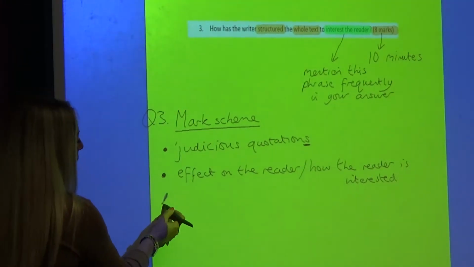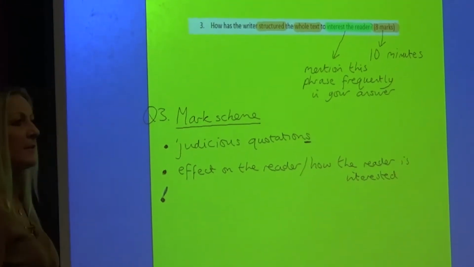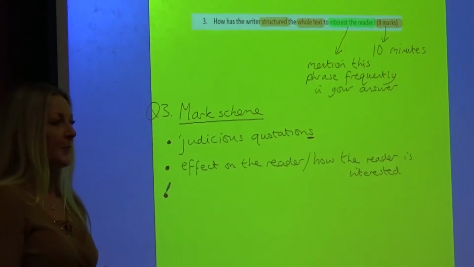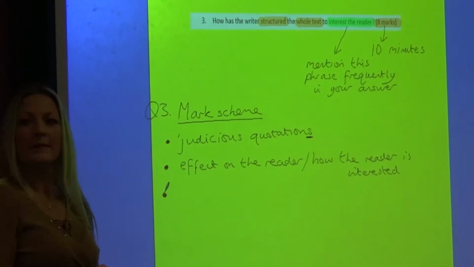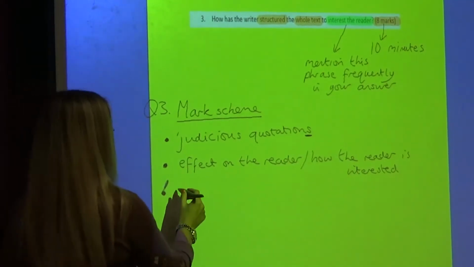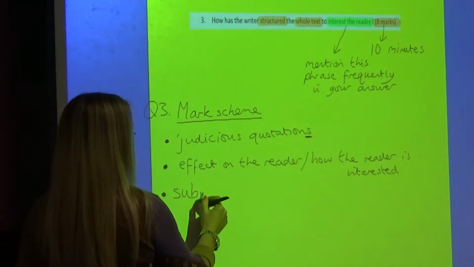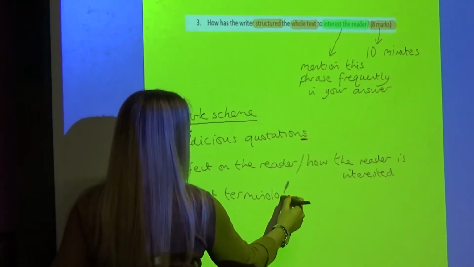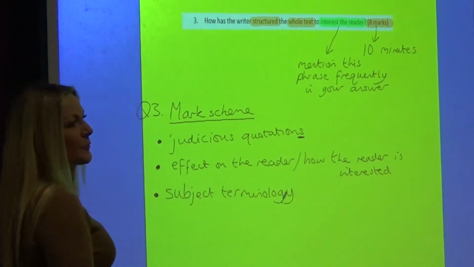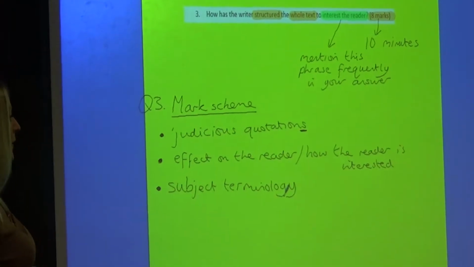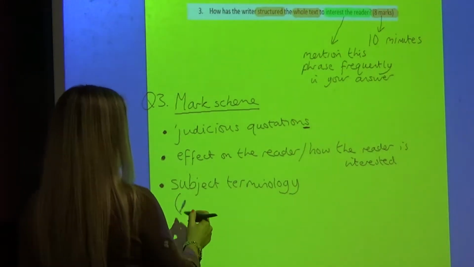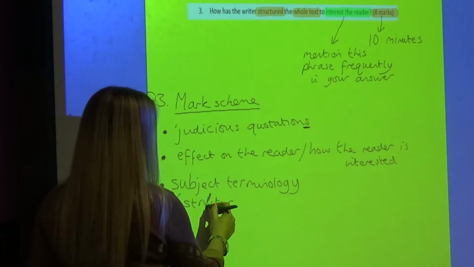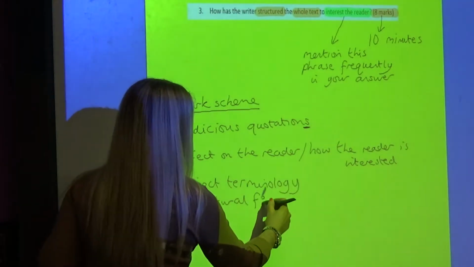What is the third bullet point? Very similar to the language bullet points. Structural features. Right, good. You said structural features. I'm just going to put this first. So exactly the same as language at the moment, you've got to use subject terminology. But the only thing is, the subject terminology for this question means your structural features.